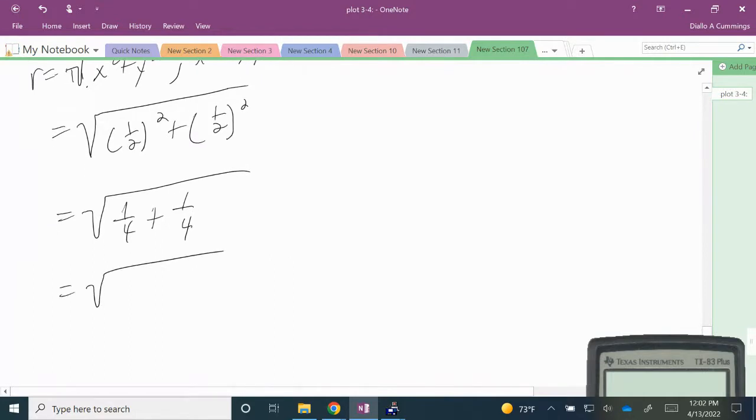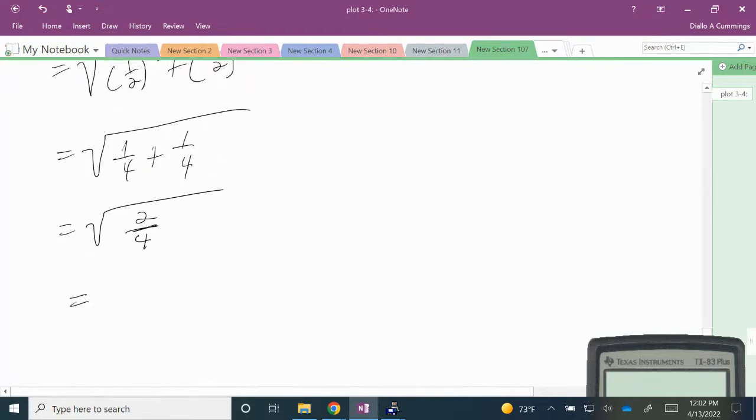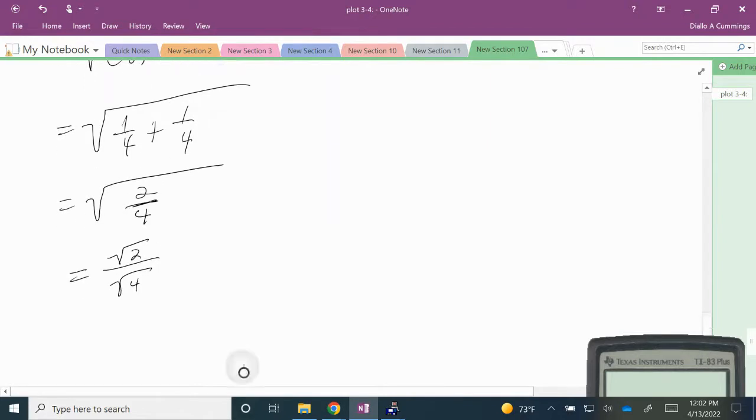When we add fractions, we have to have a common denominator, which is 4. So we're going to keep that common denominator and we're going to combine the numerators, right? 1 plus 1 is 2. And then we're going to use the quotient rule for radicals. It says that we can rewrite the numerator and the denominator as radicals. So we have the square root of 2 divided by 2, right, as r.